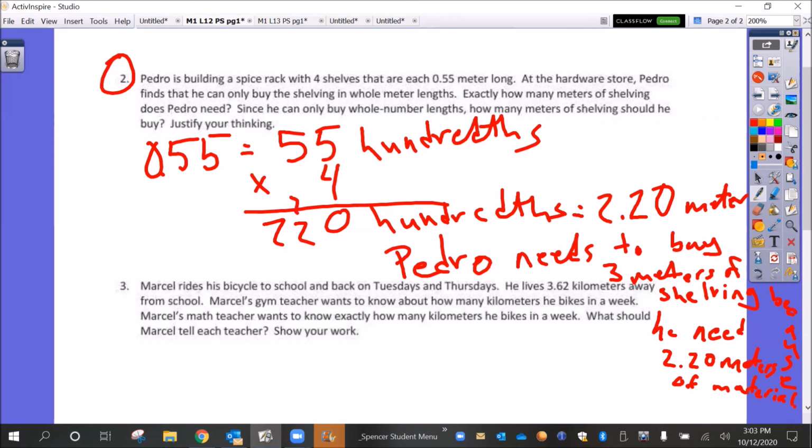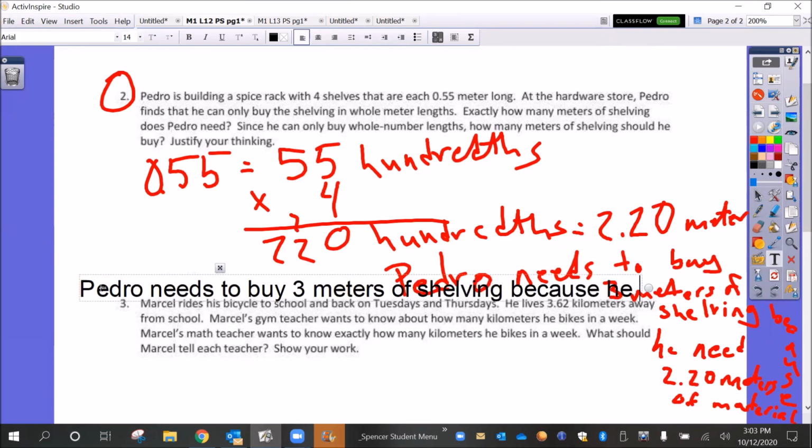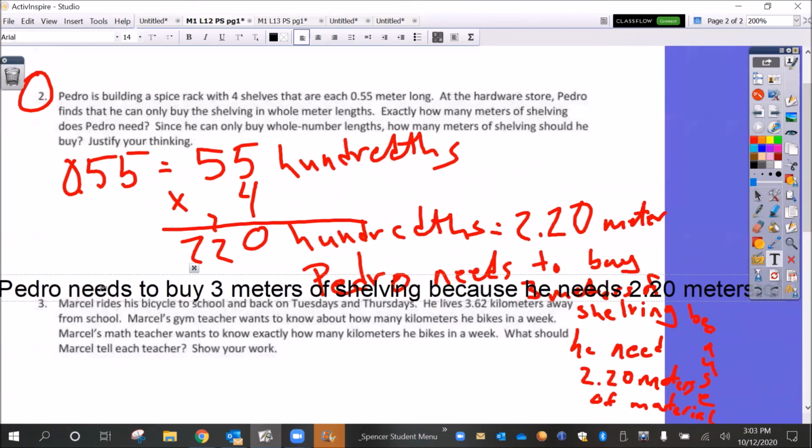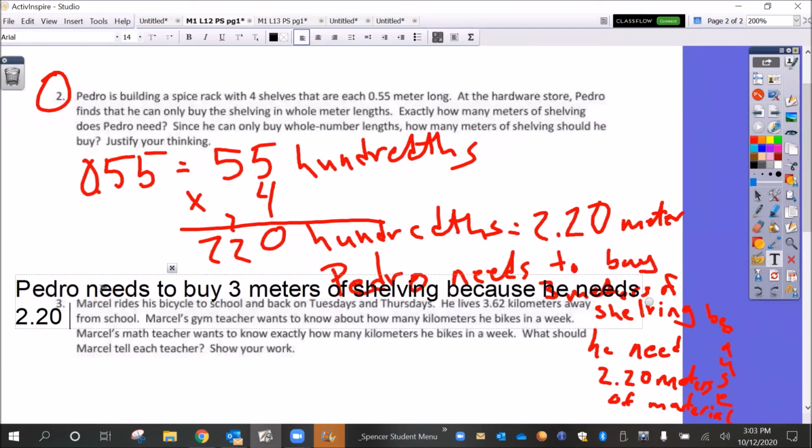Now I apologize for my sloppy handwriting. So I'm going to type that over here. Pedro, come on. Pedro needs to buy 3 meters of shelving because he needs 2.20 meters of material.